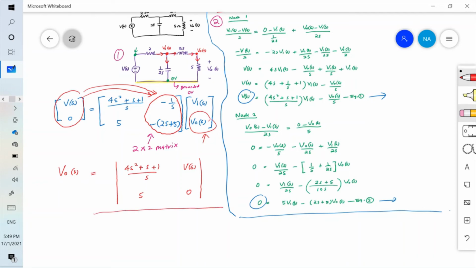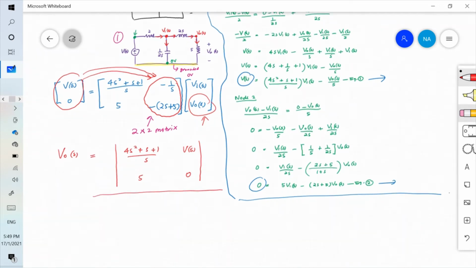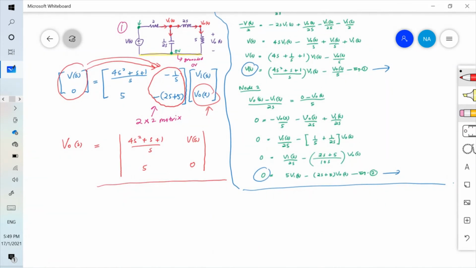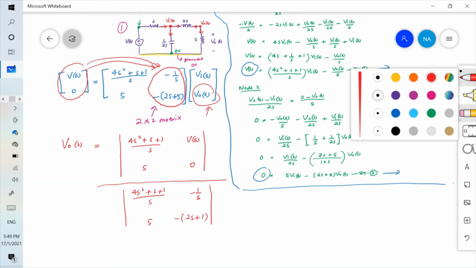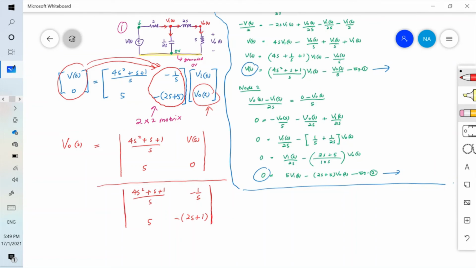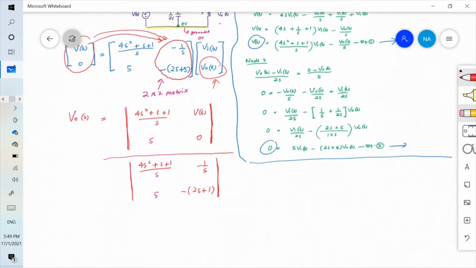Please notice that my second column is actually being replaced with the left hand side matrix, and the bottom matrix remains the same. The straight line is the symbol for determinant, and you should write it correctly.